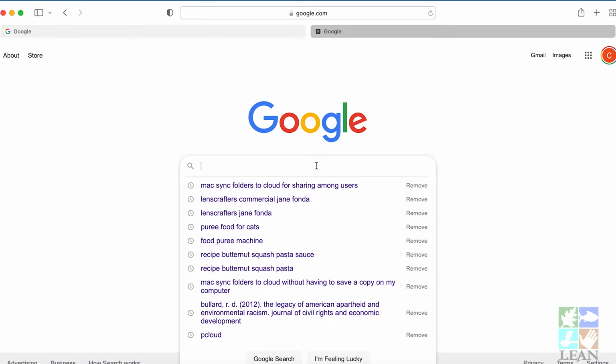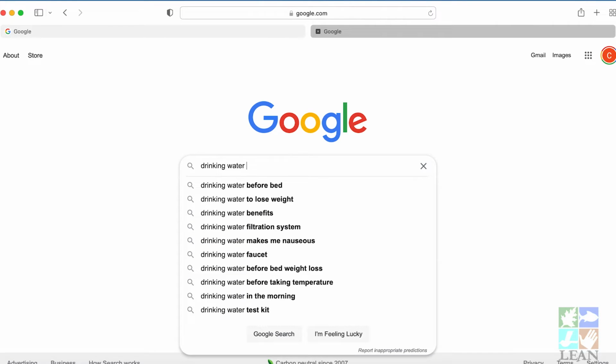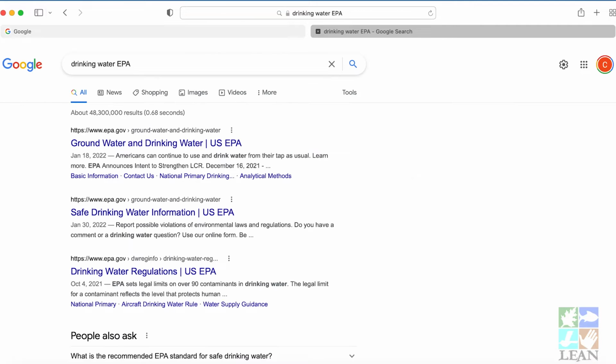So the first thing I'm going to show you is how to find out about contaminants in your drinking water. Basically, you just go to your computer and look up drinking water and EPA. EPA stands for the Environmental Protection Agency, the federal government that's in charge of regulating drinking water. The first thing you're going to see is a list. You want to scroll down until you see safe drinking water information, and then select that.